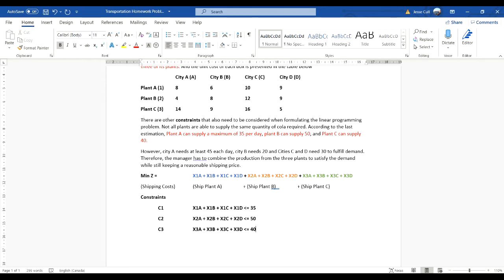So we've completed the first section of our transportation problem. The constraints dictate how much can be shipped from each of the 3 plants, each of the 3 factories. For each factory, we can only ship that amount. They cannot produce any more, so we cannot ship any more. That's what we've indicated here. Moving on, down to C4.